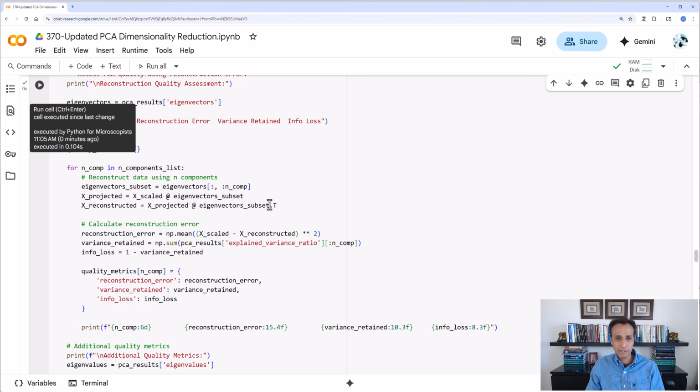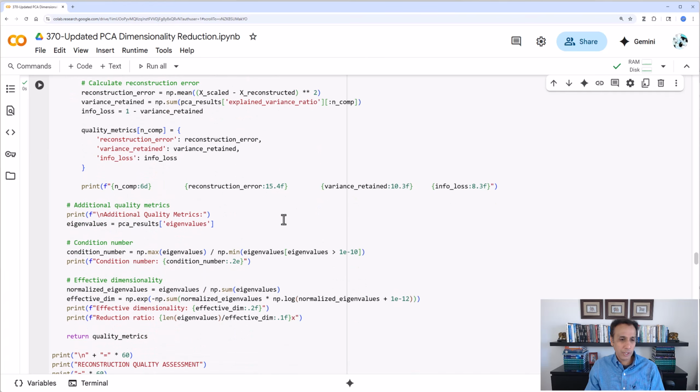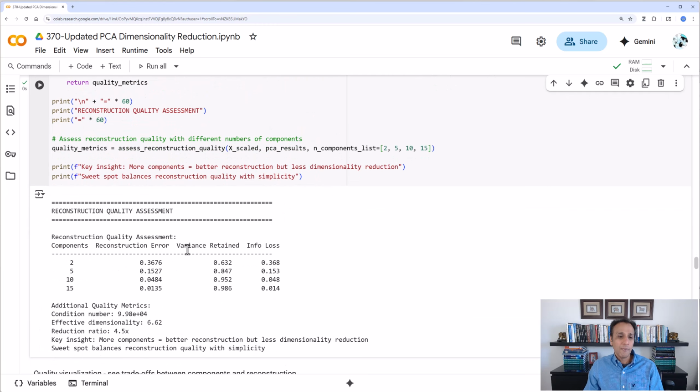So as you can see, reverse transformation right there, reconstructed. And once you get the reverse transformation, how does it look like? Of course, as you can expect, if you only have 2 components, the reconstruction error is 36%, right? Because we know that information retained is 63 point some percent. So the remaining is the reconstruction error or the information lost, 63.2 right there. So information loss is 36%. With 5 components, 15% loss, and I think with 10, of course, you can see 4.8% loss and so on.